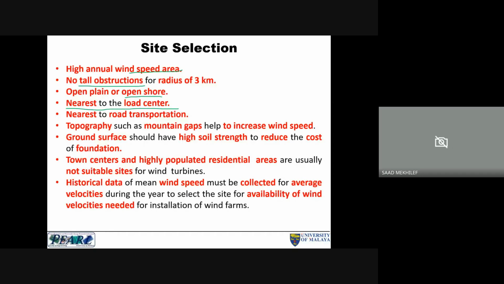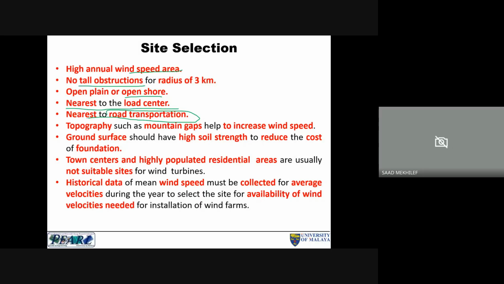When we forecast, we do so in relation to two parameters: the load, which is good if it is close, or if it is a grid connection, then it has to be near the grid. Otherwise, if possible, you also need road transportation. Sometimes, because transporting these wind turbines is very, very costly and also very challenging.